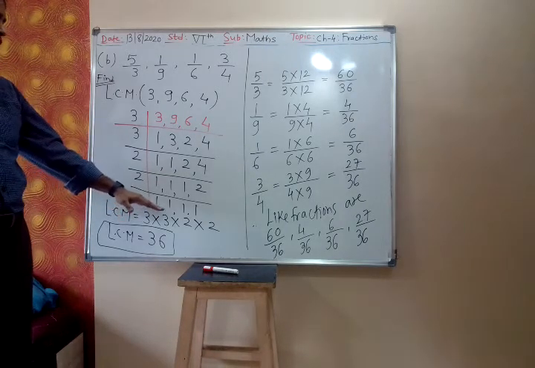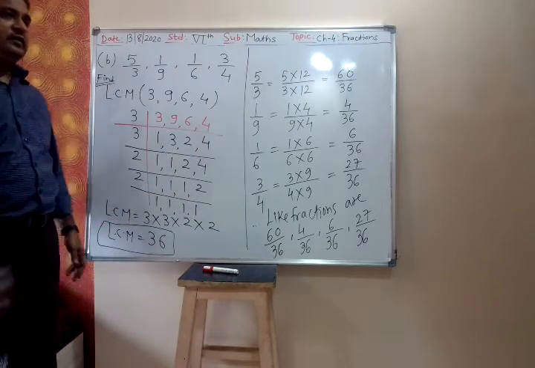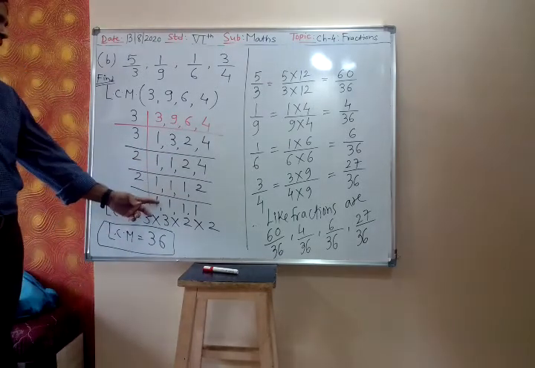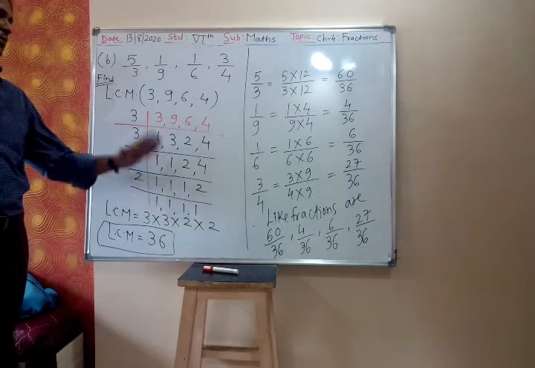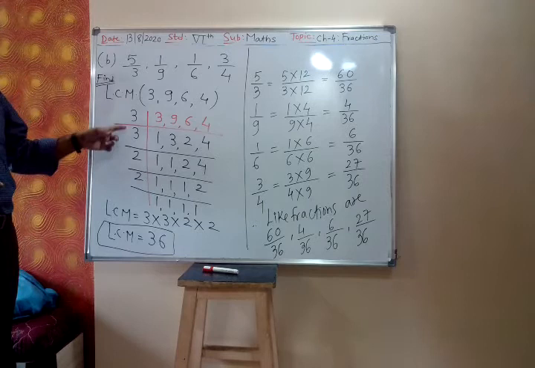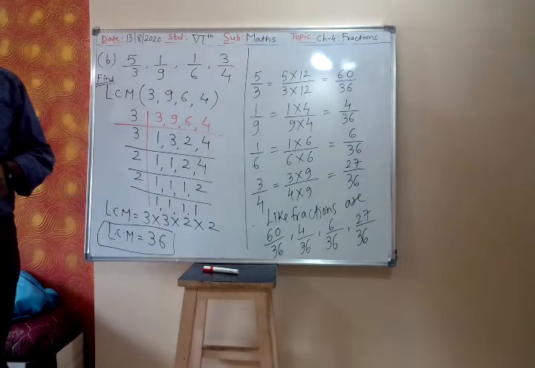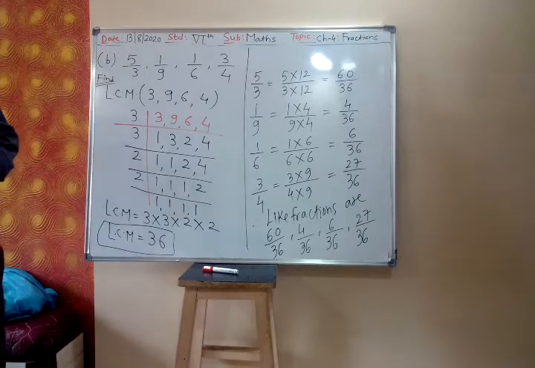So when do we stop the division? Whenever on the right hand side all numbers become 1, 1, 1, 1, we stop the division, and then multiply the numbers on the left hand side. Here the multiplication is my LCM.